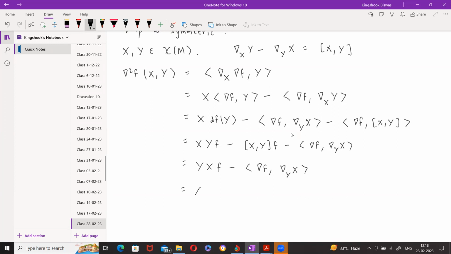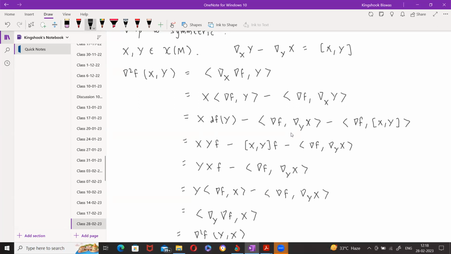And this is y acting on inner product grad f x, minus grad f nabla y x. And now I again use the metric compatibility. So I'll get nabla y grad f x, and then I'll get a nabla grad f and nabla y x. That will cancel with this grad f nabla y x. So that will leave me with this. Okay. So that is the Hessian acting on y comma x. So therefore it is symmetric.